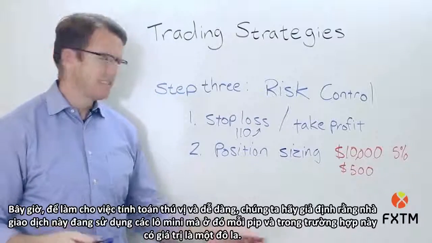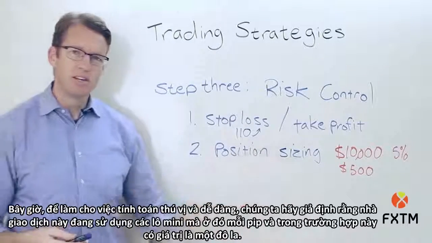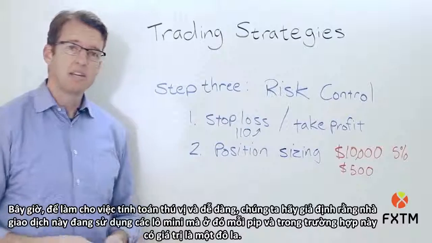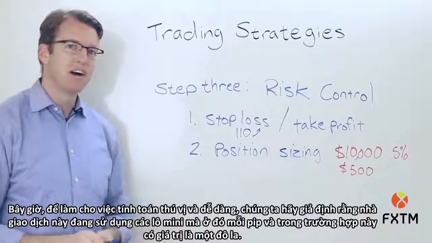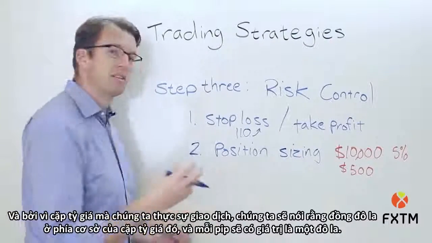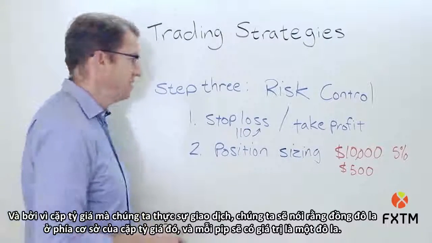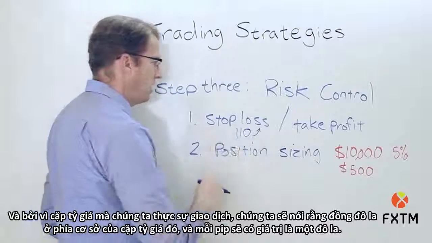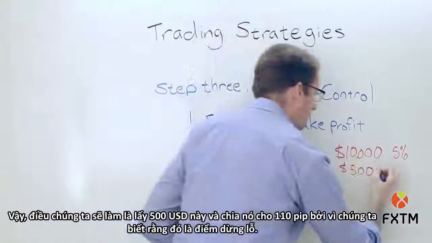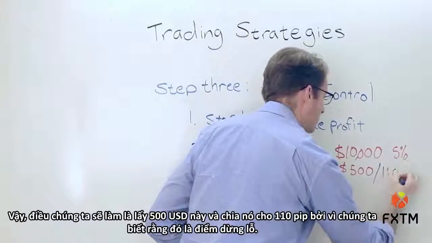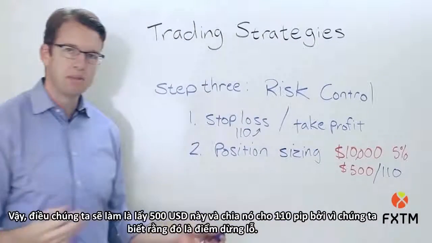Now, to keep our math nice and easy, let's say that this trader is using mini lots where each pip in this case is worth $1. Because of the currency pair that they're trading, we'll say that the dollar is on the base side, so each pip will be worth $1. So what we would do is take this $500 and divide it by 110 pips, because we know that's where the stop loss is.